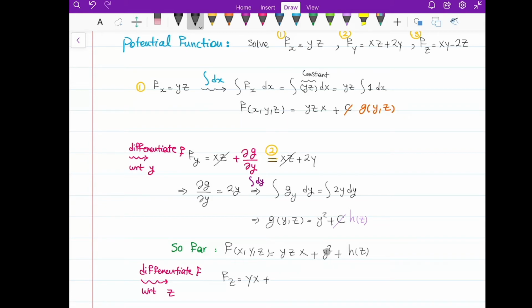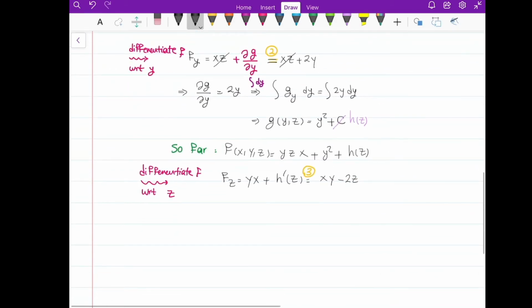Derivative of y squared with respect to z is 0. Derivative of h with respect to z is just h prime of z. It's just because it's a function of just one variable. Derivative would be like a prime notation. And then based on equation 3, I know that f with respect to z is equal to that. So that's equation 3. And I know that this is equal to xy minus 2z. Very good. Now let me cancel these two. And so h prime of z is equal to negative 2z.